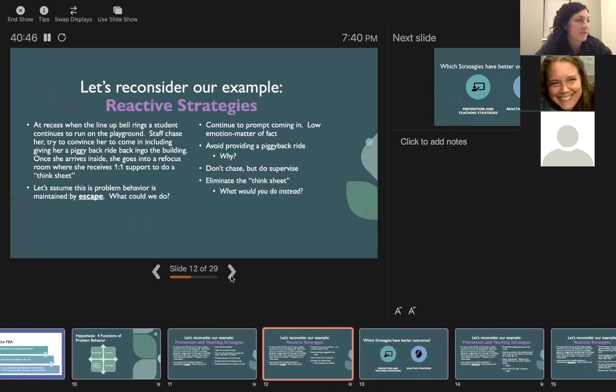And Heather said this earlier, if the behavior is maintained by escape, we'll still want to go back and do what was originally scheduled to do. And then if we want to come back and do a think sheet later, we can. And we make it clear: I know that you don't like doing math, but we're going to do math one way or the other. We're going to redirect to that activity.